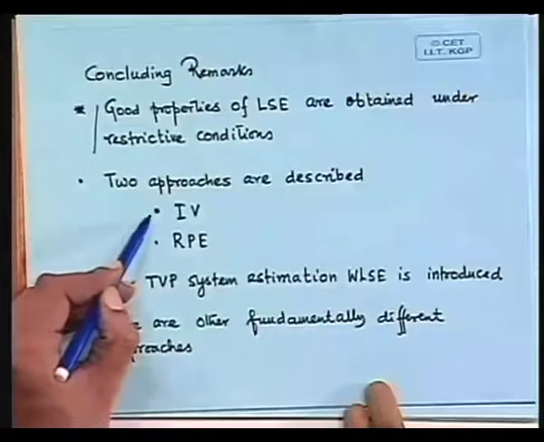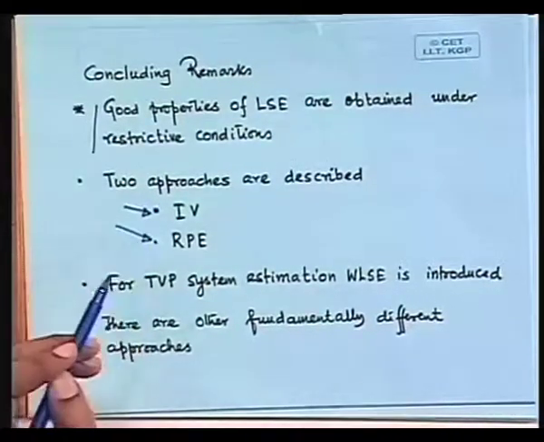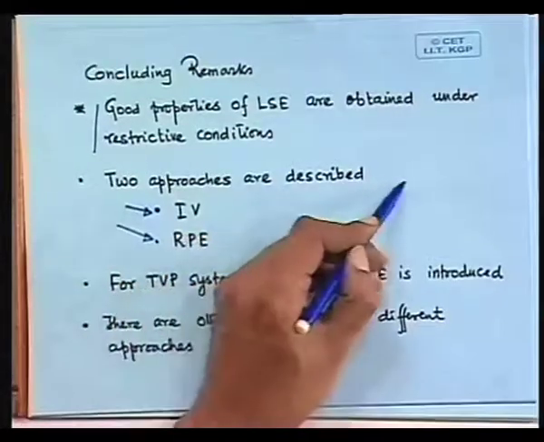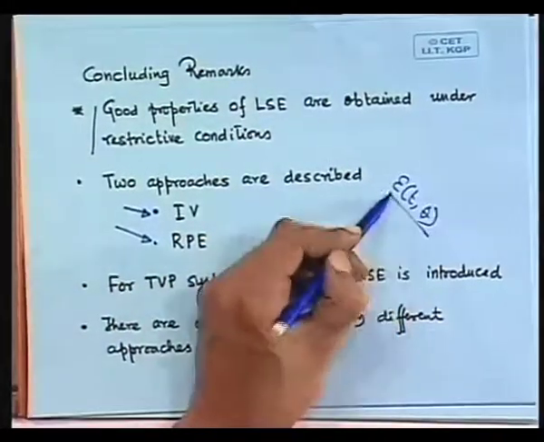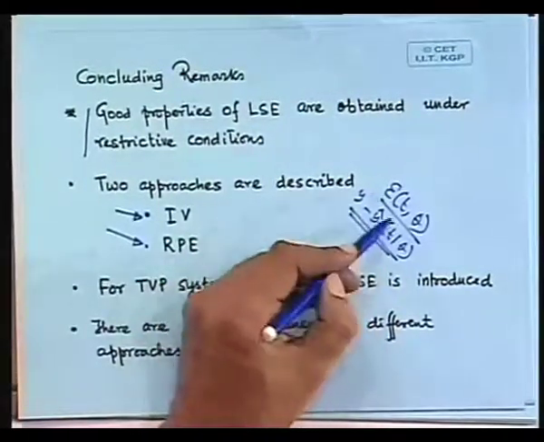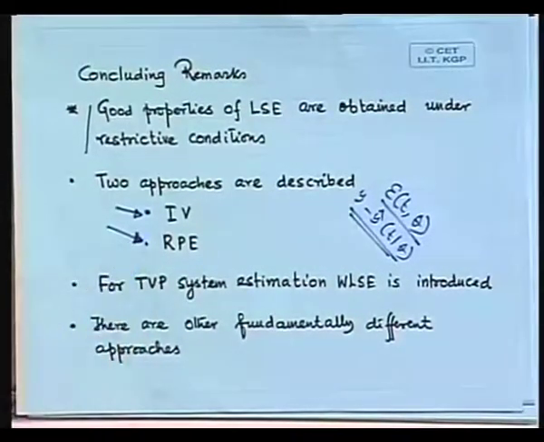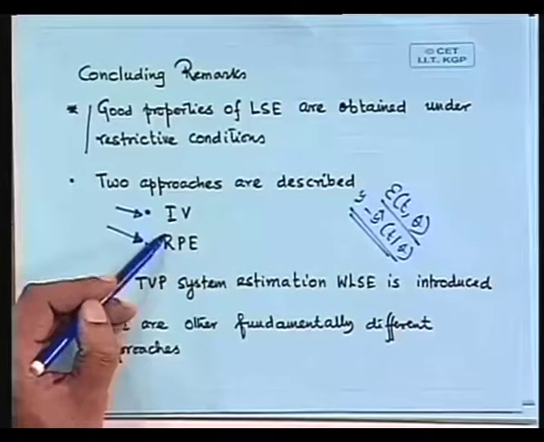Okay, so we'll stop here to say that the good properties of LSE are obtained only under restrictive conditions. We saw basically two approaches for other conditions. One is called instrumental variable, another is called the recursive prediction error approach. Here we use the prediction error epsilon t given theta, which is y minus y hat t given theta, for various model structures. Such a class of methods are called recursive prediction error methods, and we saw some examples of these.